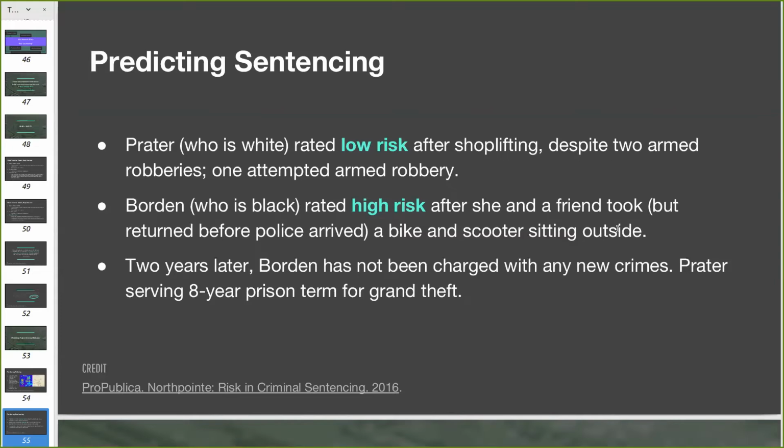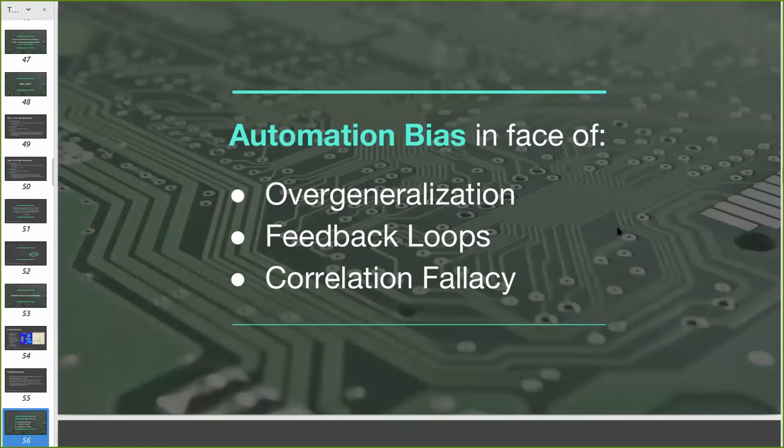On the other hand, Prater, who was given low risk for committing a crime in the future, served an 8-year prison term for some theft. So these kinds of applications that try to use historical data and come up with predictions can't really be perfect, and one of the main reasons behind that is the kind of data they use, which is biased in a way that it's not representative of all sections of the people. Automation bias, overgeneralization, feedback loops, correlation fallacy.